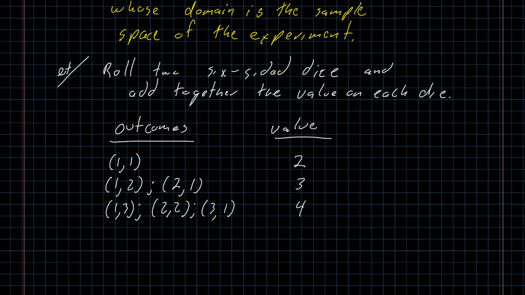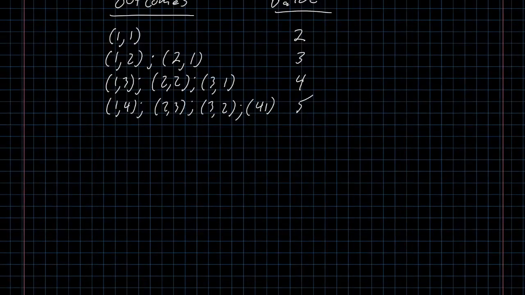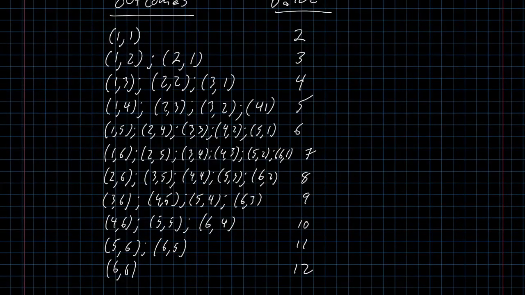The outcomes of 1, 3, 2, 2, and 3, 1 all have a value of 4. You add 1 plus 3, you get 4. 2 plus 2 is 4. 3 plus 1 is 4. I'm going to do one more. 1, 4, 2, 3, 3, 2, and 4, 1 give a value of 5, and we could keep going and write out all of the possible results of the two six-sided dice and add them together and get the value.